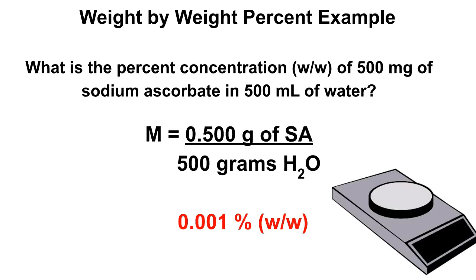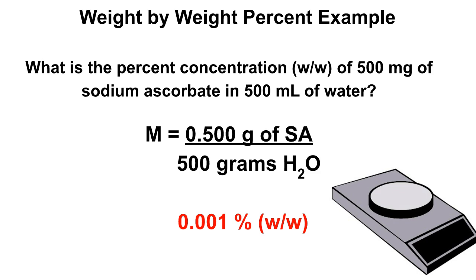All right, weight by weight percent example. So this is in that bottom portion where we were looking at weight by volume, weight by weight. So we're going to do a weight by weight example here. What is the percent concentration, weight by weight, of 500 milligrams of sodium sorbate in 500 milliliters of water? So what you want to do here is a weight by weight ratio, and you should be keeping the weights the same unit.